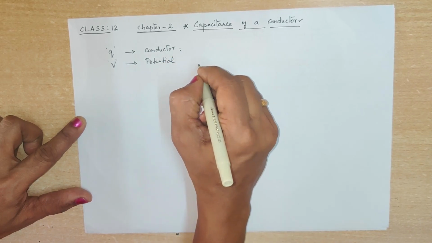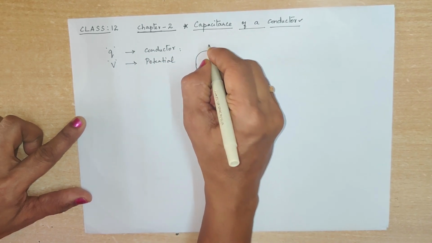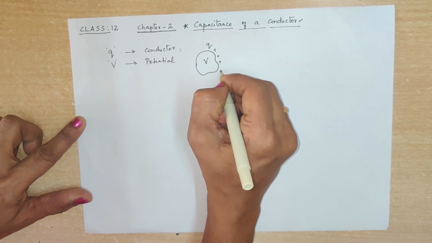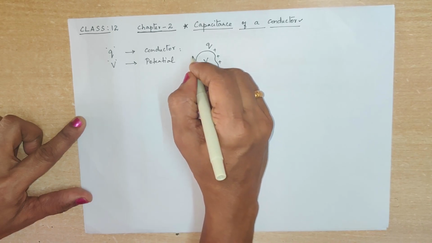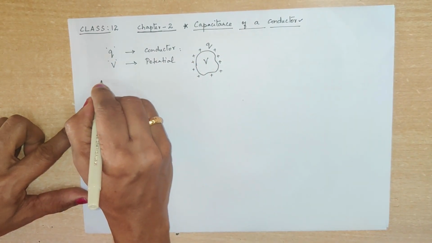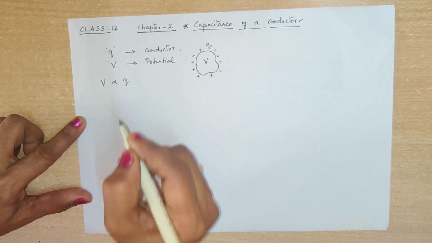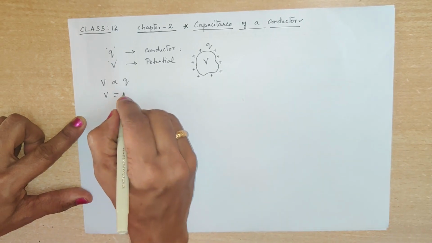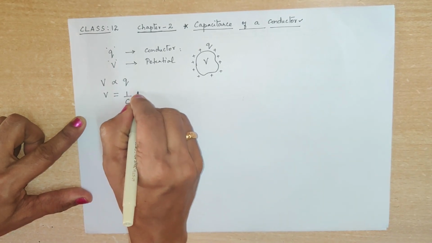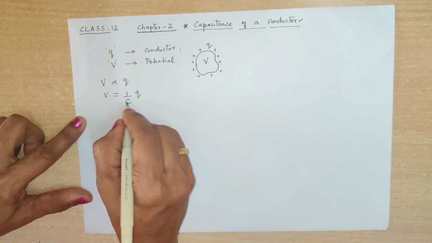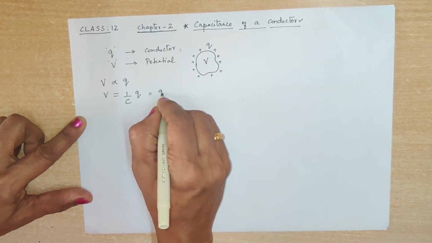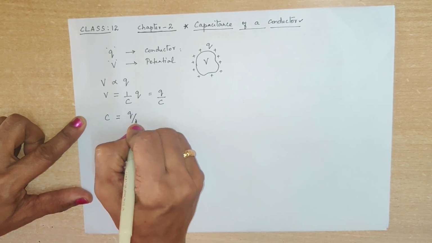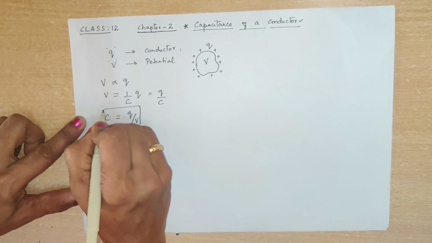I will draw a small diagram to understand this. Here is the charge which is given and the potential V, and the charge is distributed as shown here. So the potential V is directly proportional to the charge given. In order to remove the proportionality sign, we can substitute a constant C. This is equal to Q by C, and therefore C is going to be Q by V. What is C here? It is the capacitance.